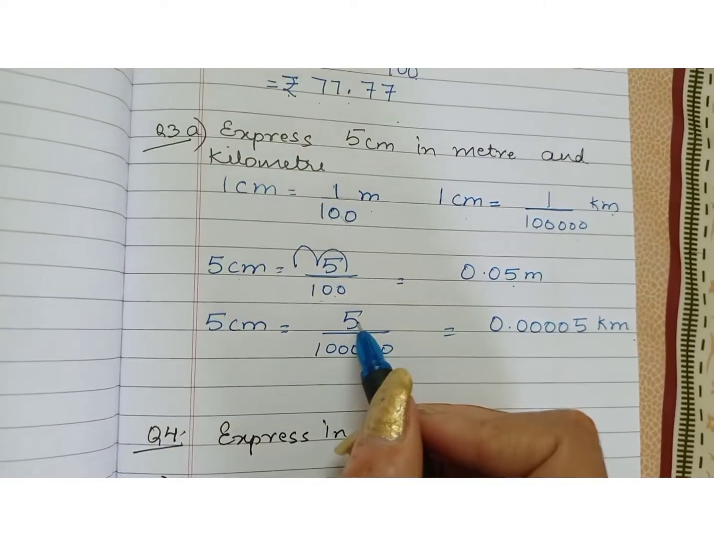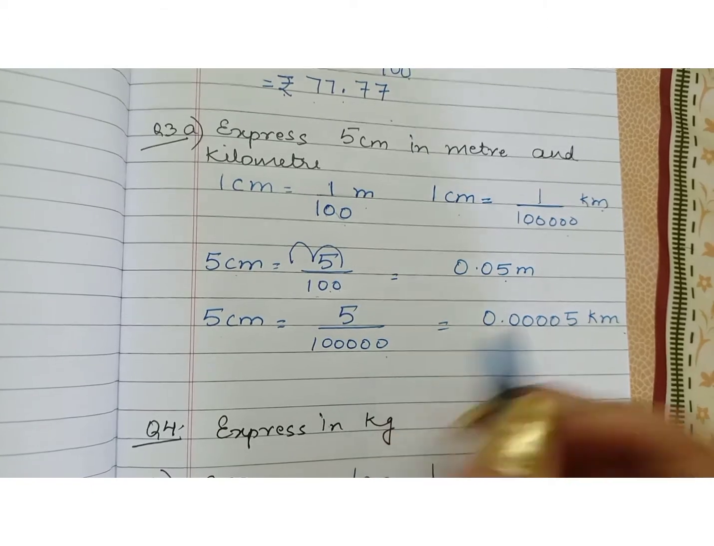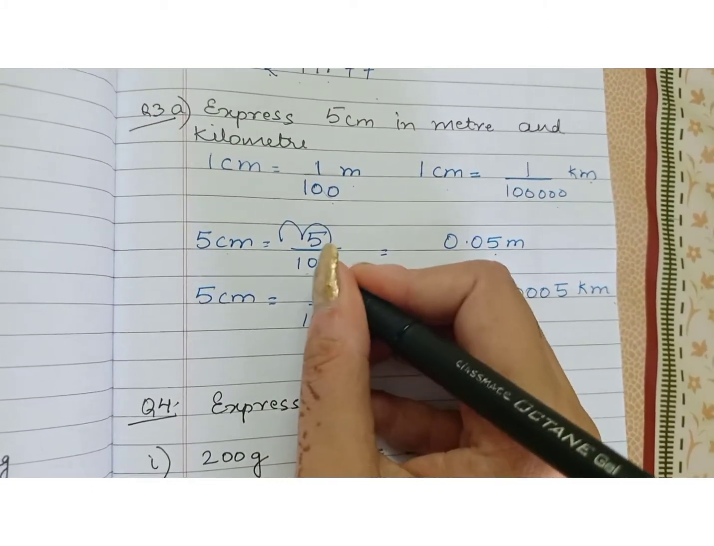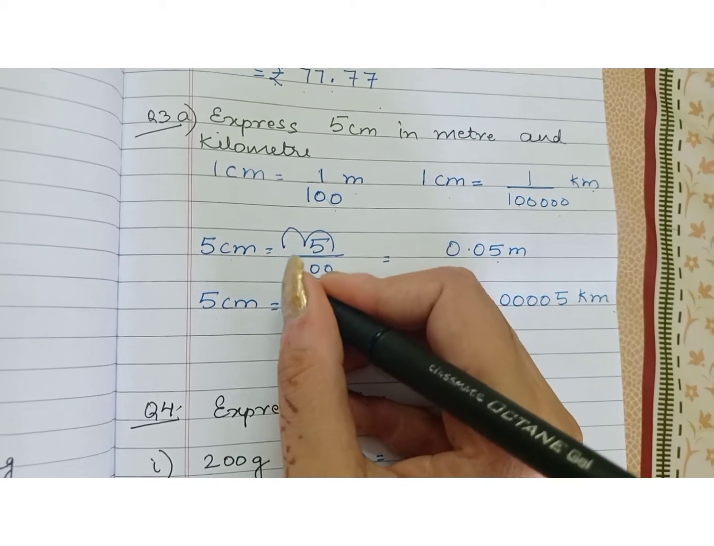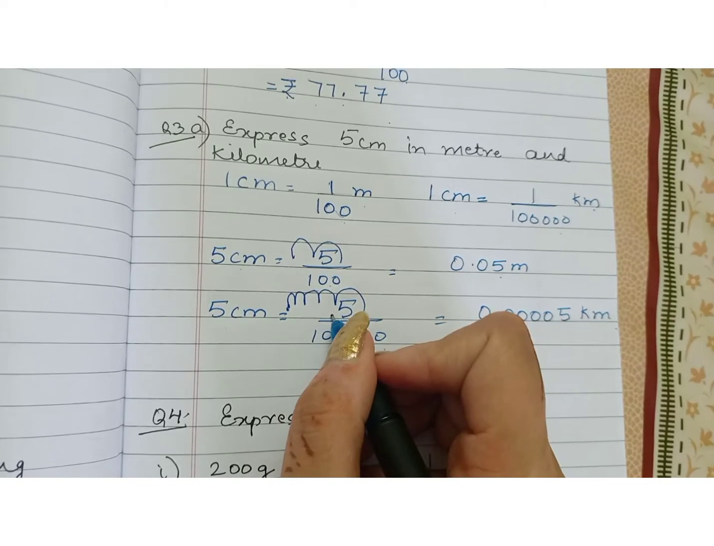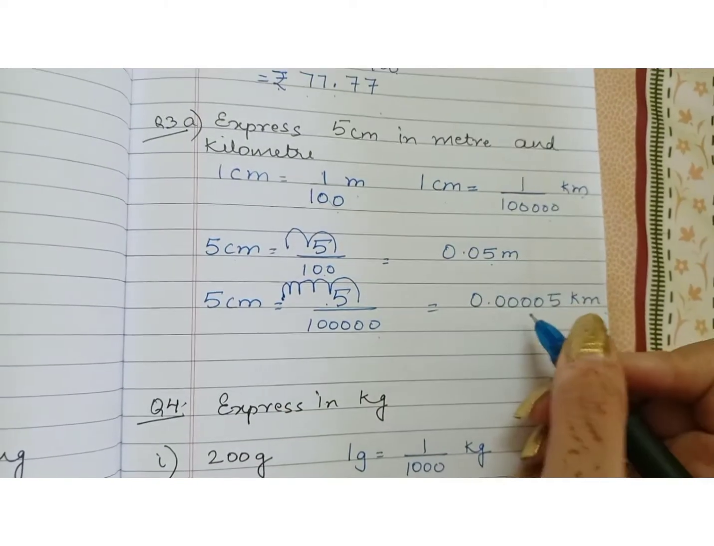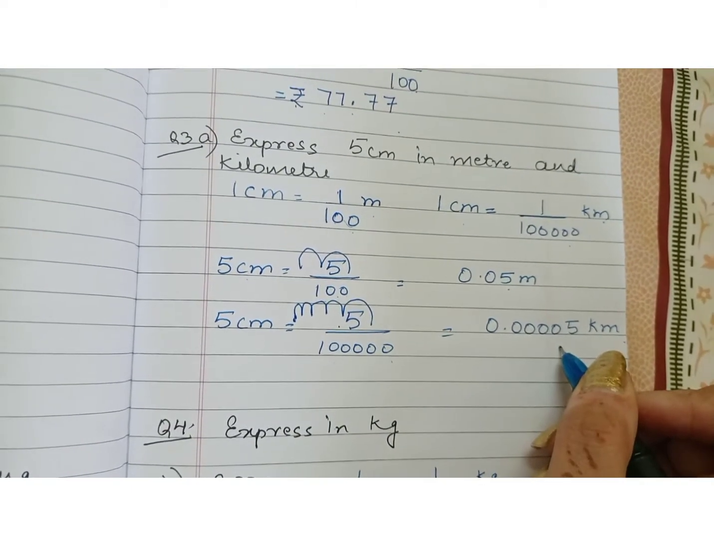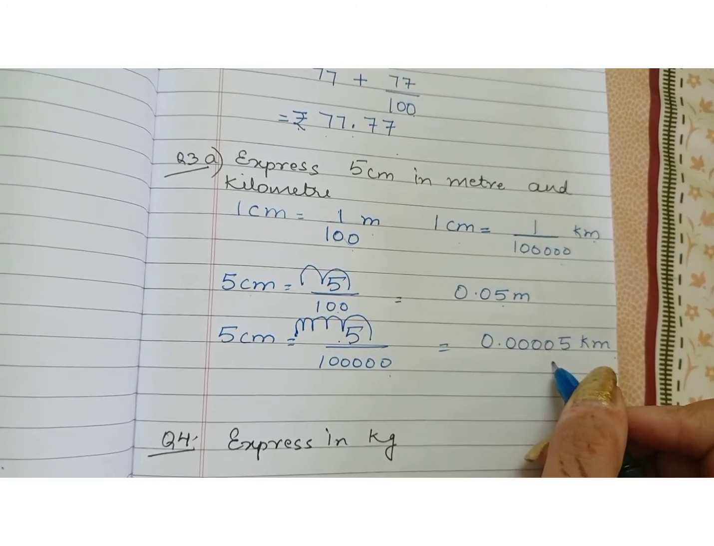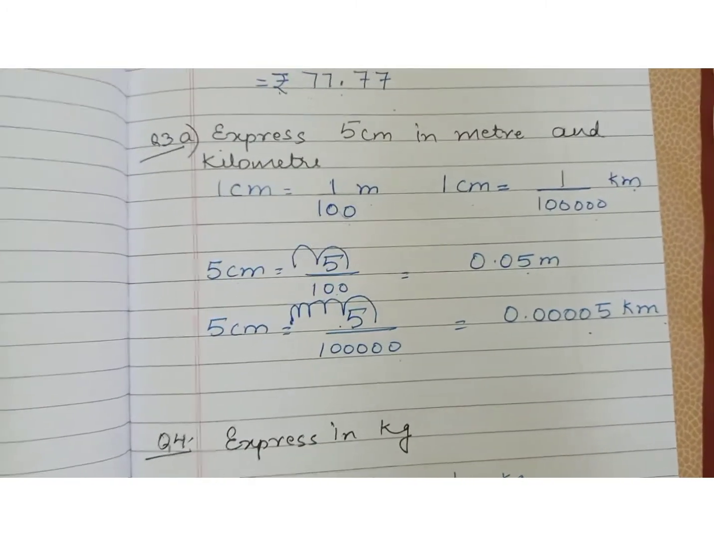Similarly, 5 centimeter is equal to 5 upon 5 zeros. Now this time you need to make 5 jumps. 1, 2, 3, 4 and 5. Whenever there are spaces in between the decimal and the number, we put zeros to cover those blank spaces. So this is your question number 3A part. Question number 3B part is to be done by yourself.